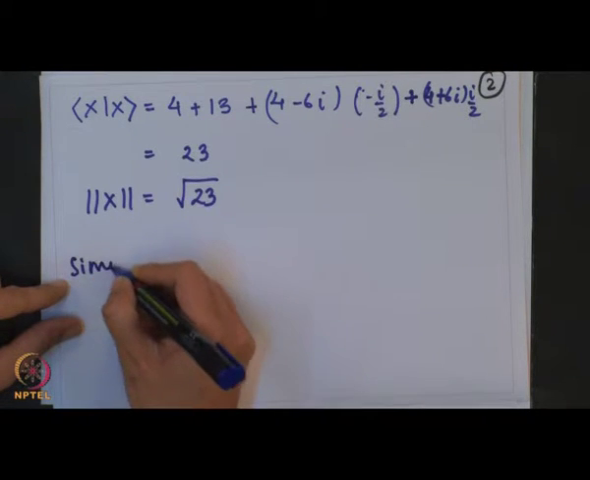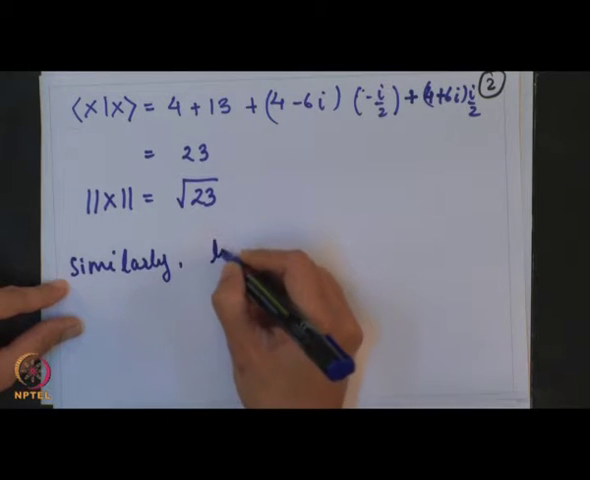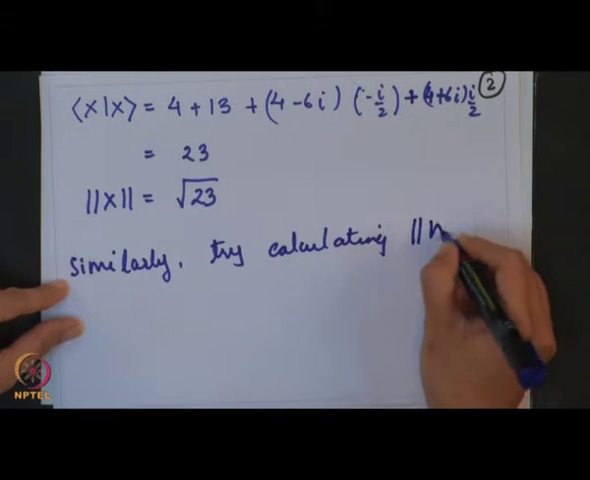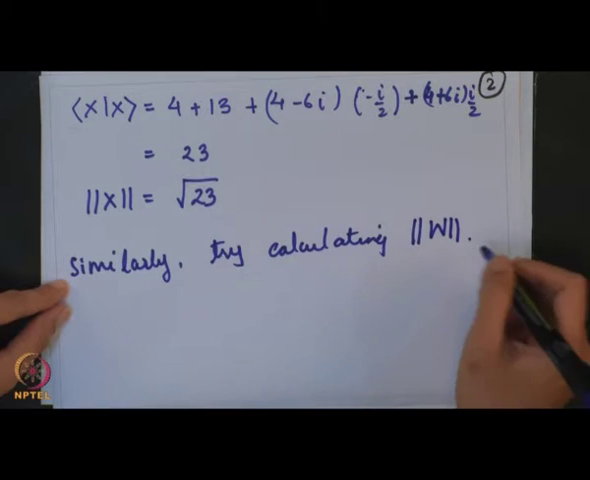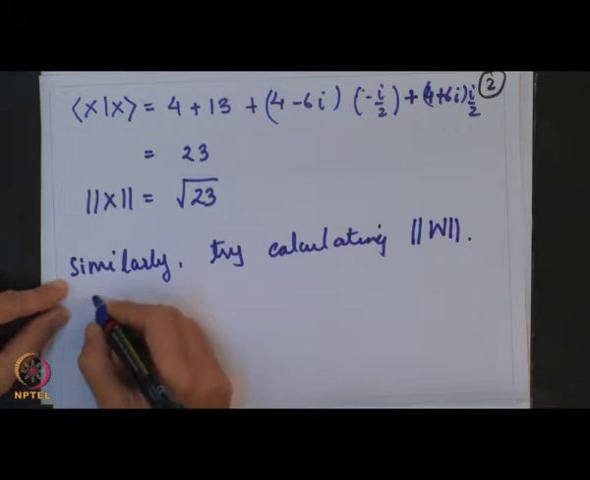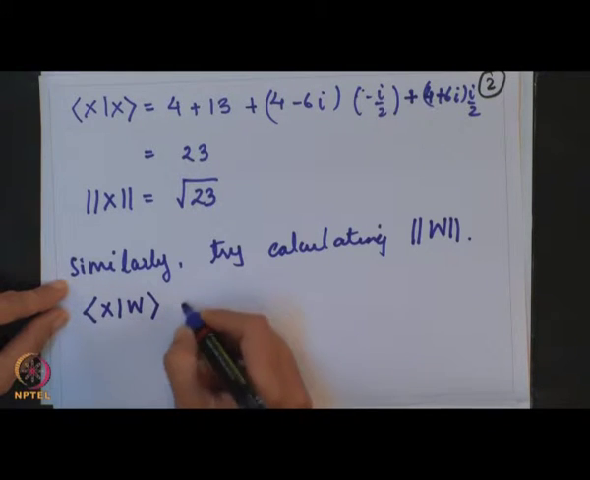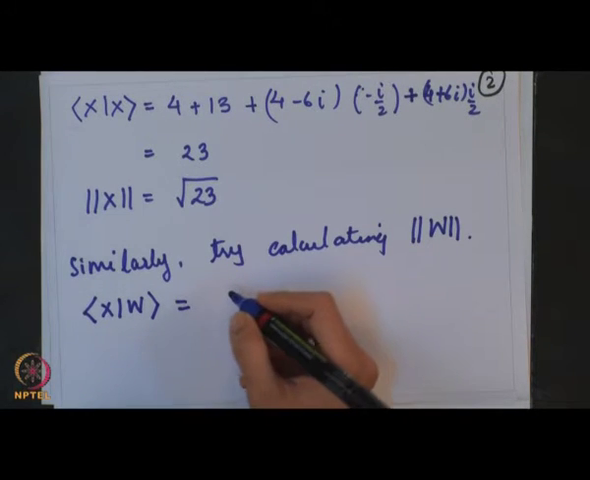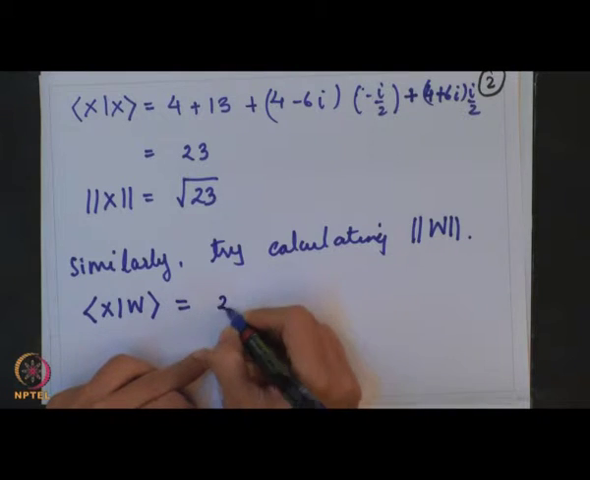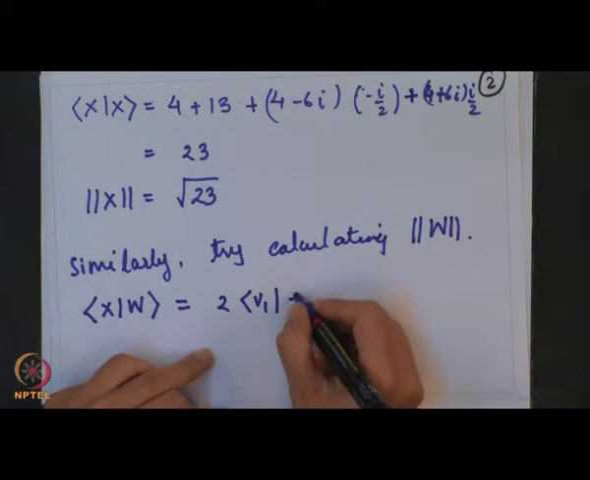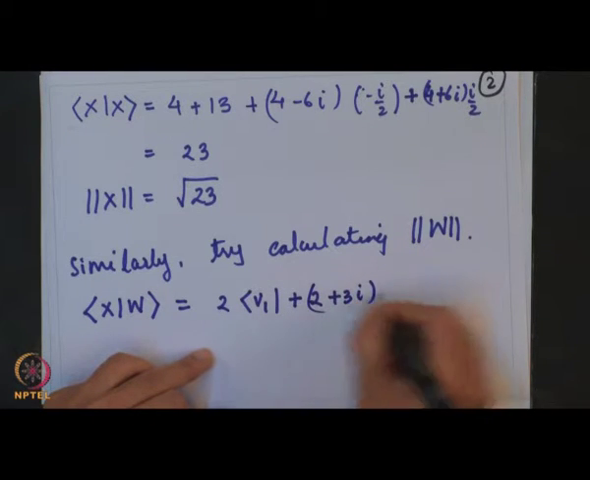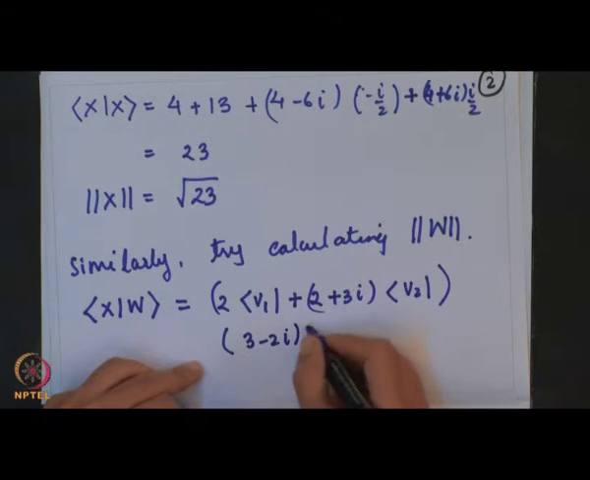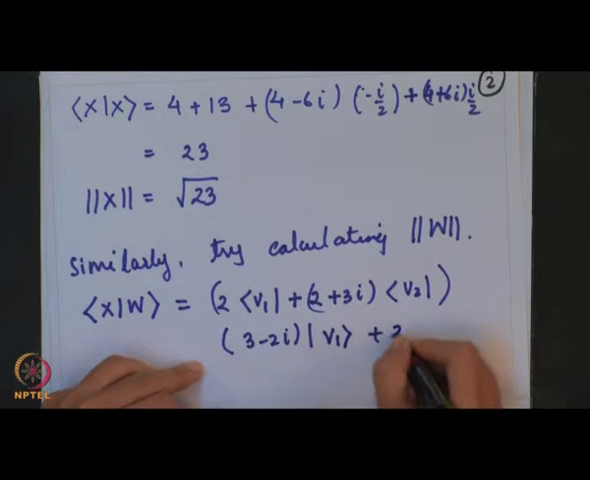Similarly, try calculating the norm of w. In a similar manner, you can just calculate the norm of w. The next part of the question is to evaluate <x|w>. So for x on w, in the same way we take the x term, which is 2v1 plus (2 plus 3i) v2, on w, which is (3 minus 2i) v1 plus 2 v2.